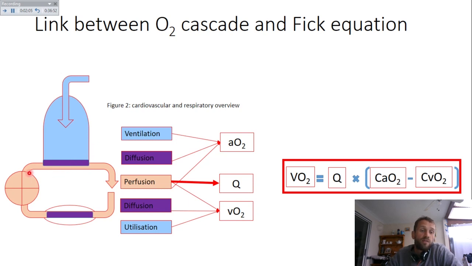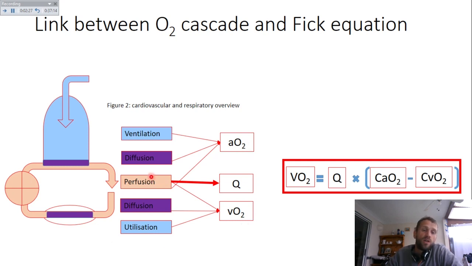And then similarly, if you have really poor perfusion in the lung, so you're not delivering enough blood to the lung where it's being ventilated and can be diffused correctly, well then you're going to have a mismatch between your ventilation and your perfusion, which is also going to cause a reduction in your arterial oxygen content. So all of these three factors can influence arterial oxygen content.